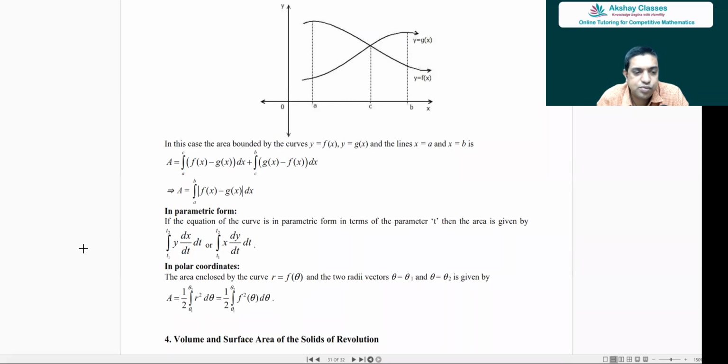Now let's do it in parametric form and in polar coordinates. How to do the integral?